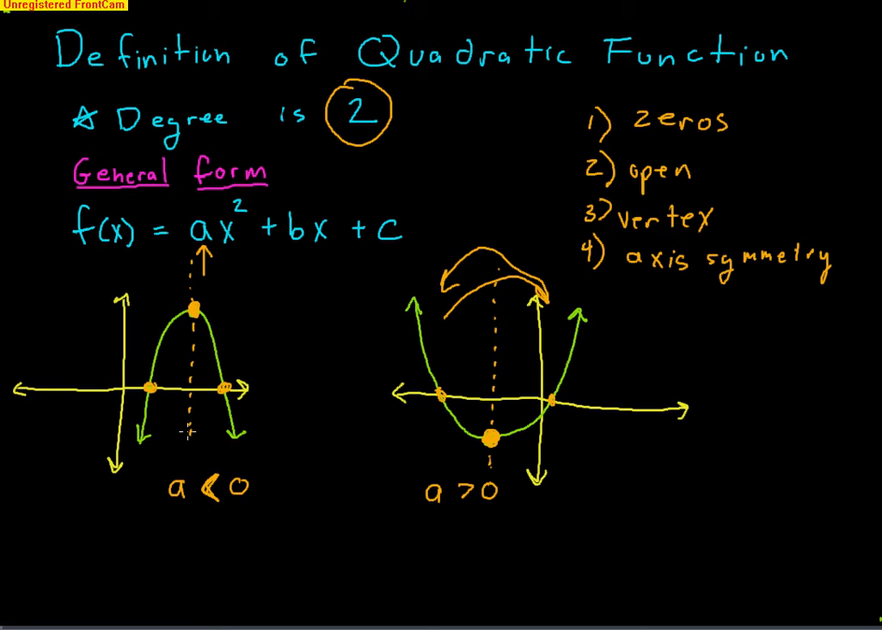We'll show that later. So those are the major things we want to be able to do, is find the zeros. And remember, if you have zeros, you also have factors. So that's an important part. We want to know how it opens, what the vertex is, and what the axis of symmetry is.